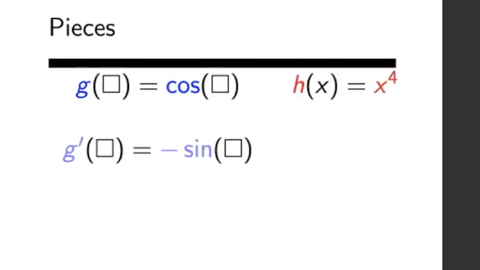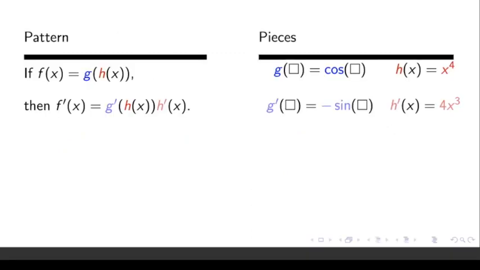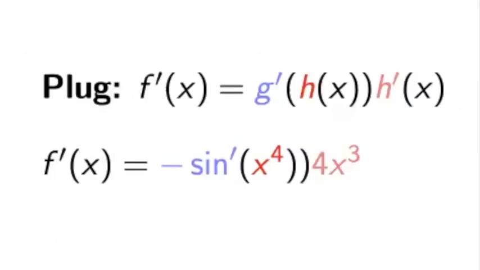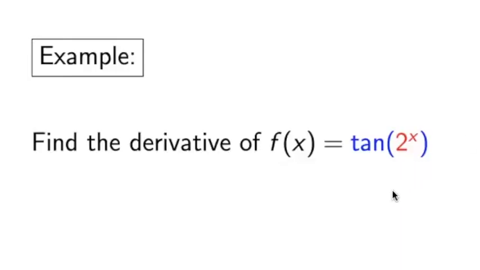Since g is equal to cosine of something, the derivative g prime is equal to negative sine of something. We know that h is equal to x to the fourth, so h prime is 4 times x cubed by the power rule for derivatives. Now we plug the pieces into the pattern to finish the problem. The final answer is f prime of x is equal to negative sine of x to the fourth times 4x cubed.